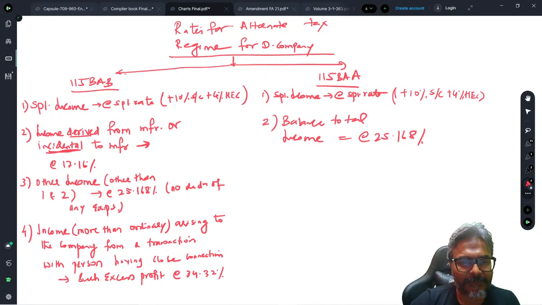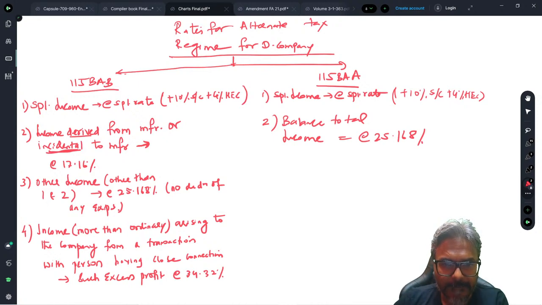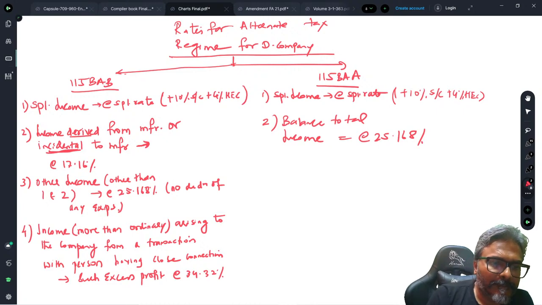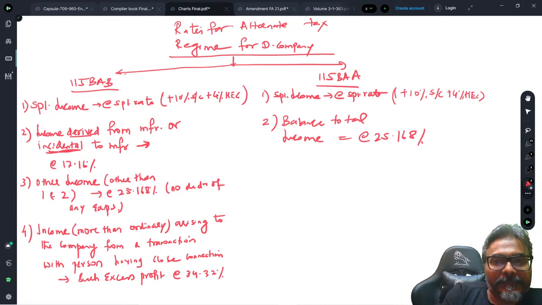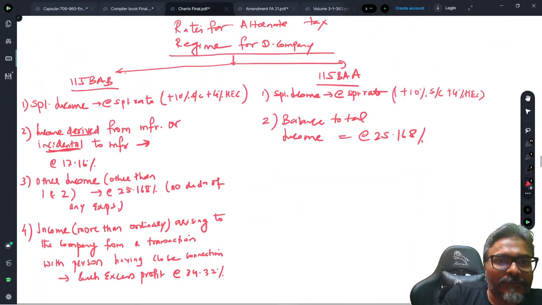This is such an important particular session that is there in this context. Clear with this one, friends? So there are four rates for 115BAB, and then there are two rates, friends, for this particular context. Is that clear to all of you, friends?